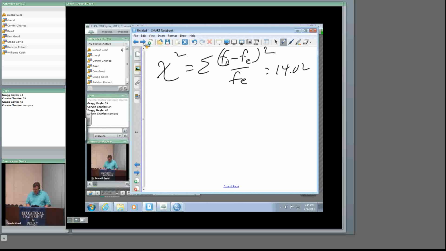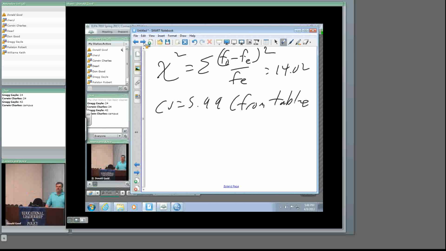Okay, so we had 2 degrees of freedom. We are testing at the 0.05 level. And my critical value is 5.99. That's 0.05 level of significance and 2 degrees of freedom. So I can compare, because my chi-square exceeds the critical value. In other words, 14.02 is greater than 5.99. The answer is there is a significant difference in the return rate depending on the neighborhood.